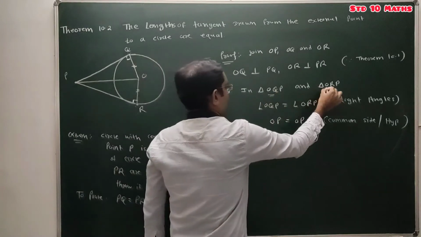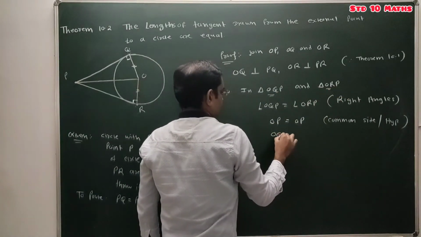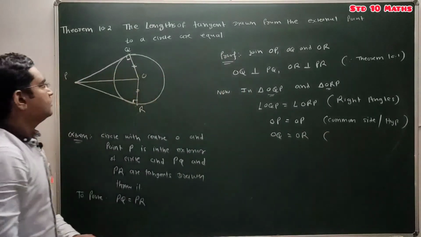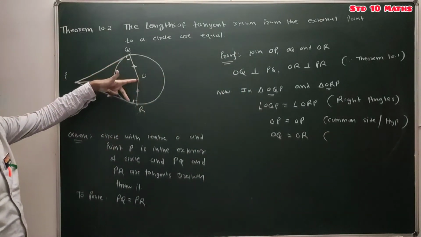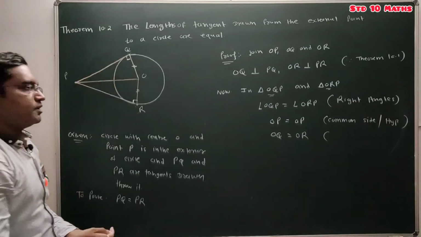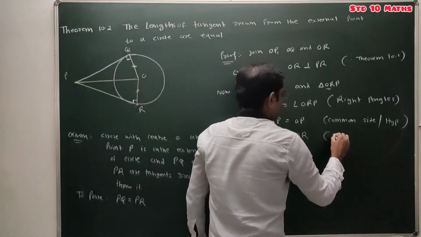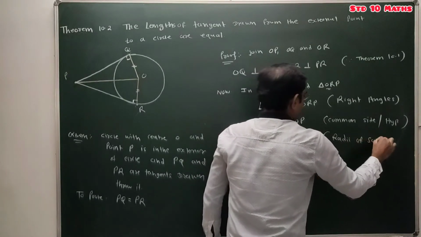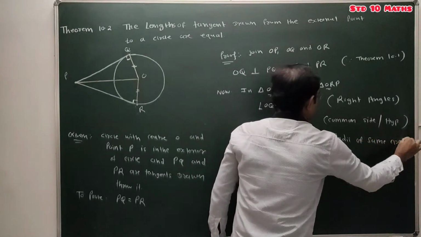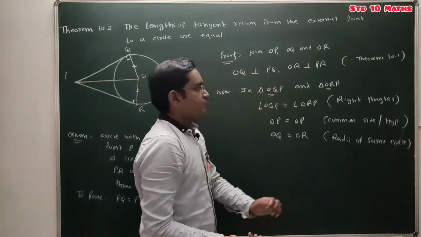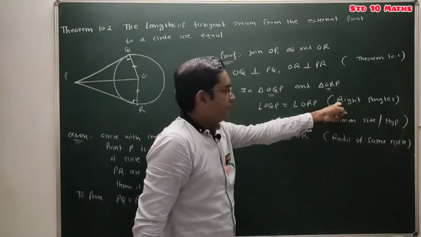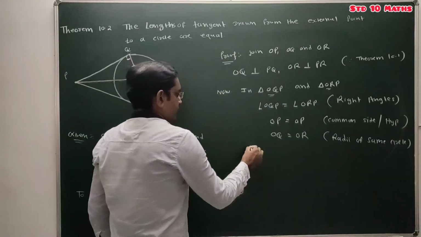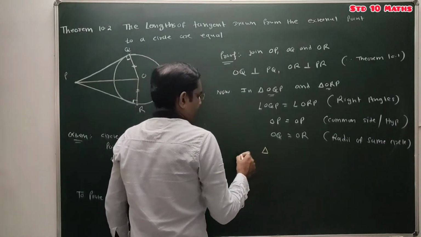OQ and OR are equal. What is the reason? OQ and OR are nothing but the radii of the same circle. So here, according to the right angle, hypotenuse, side, RHS rule, these given two triangles are congruent triangles.